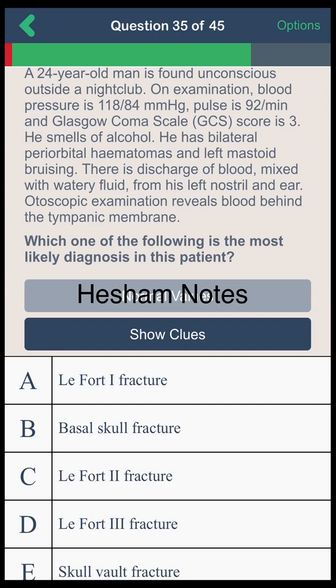Yes, excellent. Basal skull fracture is characterized by a bump found over the forehead, raccoon eyes, CSF rhinorrhea and otorrhea, and also Battle sign, which is bruising over the mastoid process, and hemotympanum. Okay, another one.